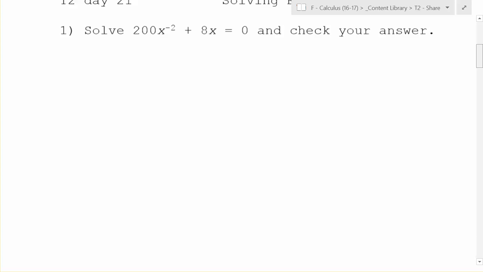So remember basic algebra, okay? So what could you do first? Divide everything by 8. What's 200 divided by 8? 3, 2, 1. What is it? 25. Is it 25? Yeah. Good job.